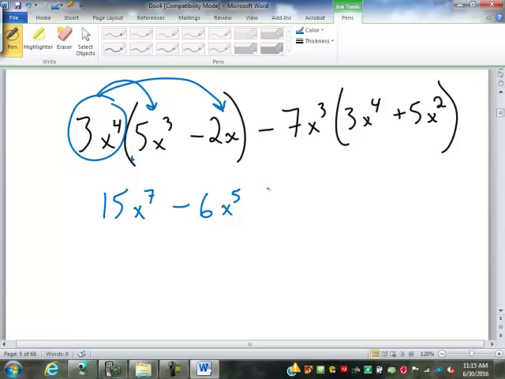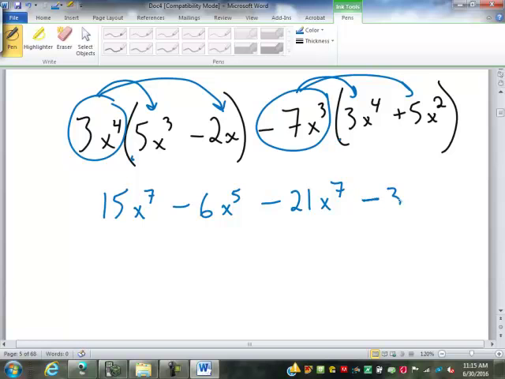Good. Now this set of parentheses, there's nothing to do inside it again. Anything to do to it? Distribute by a negative 7x to the third times 3x to the fourth gives us negative 21x to the seventh. Good. Negative 7x to the third times 5x squared. Negative 35x to the fifth.